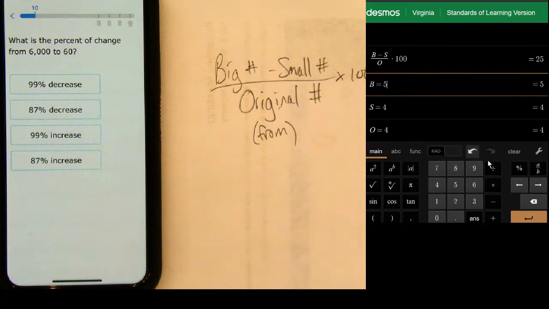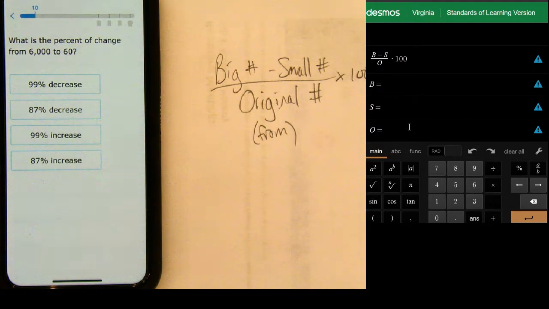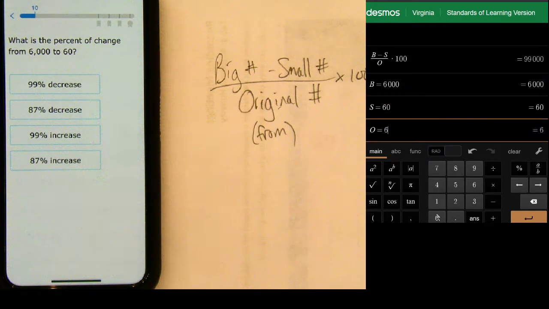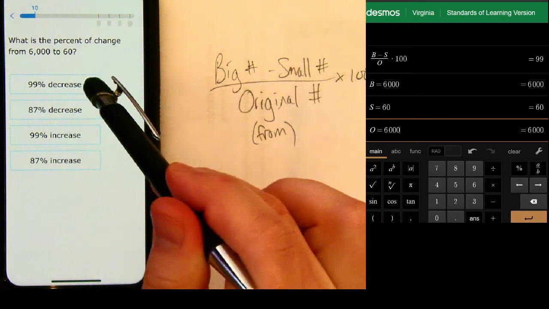For the next one, I can hit undo. The rest stays the same, so all you have to do is hit that back button and it will keep it the same. Now my from for this one is that 6,000. So big number, 6,000. You don't need to put that comma in there. The small number is 60, and the original number is 6,000. Our percent change is going to be 99, and since we are going from 6,000, it's going to be a decrease. So we're going to say 99% decrease.